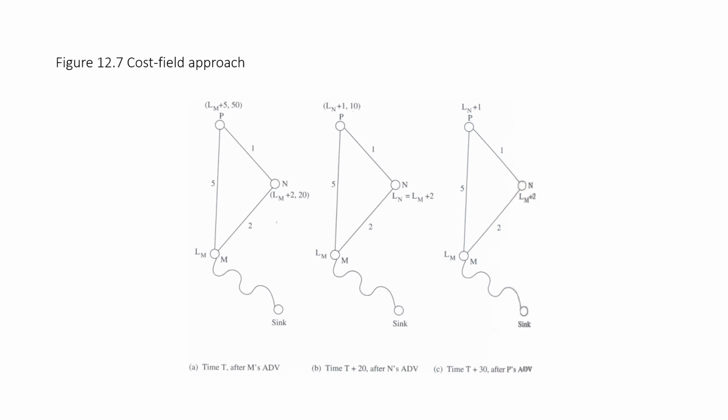In the cost field approach, see here, the sink passes to M, then contacts N, then contacts B, and also directly to B. Like this, there are three cost field approaches here, with different sinks and different readings, and different distance parameters. That is the cost field approach.